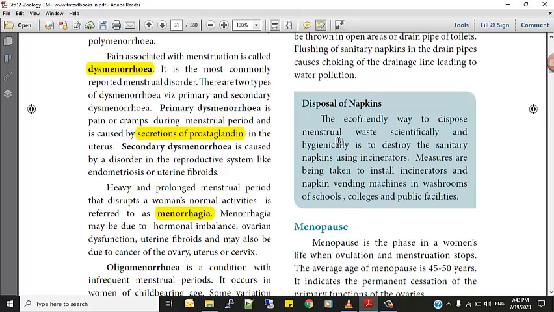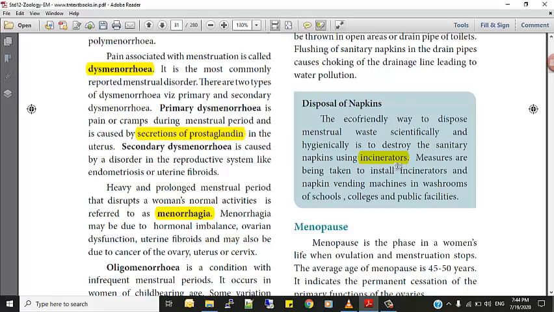The best eco-friendly way to dispose menstrual waste scientifically and hygienically is to destroy the sanitary napkin using an incinerator. Incinerator, now we have it in our school itself. An incinerator is a device. It will burn the materials which are put inside.